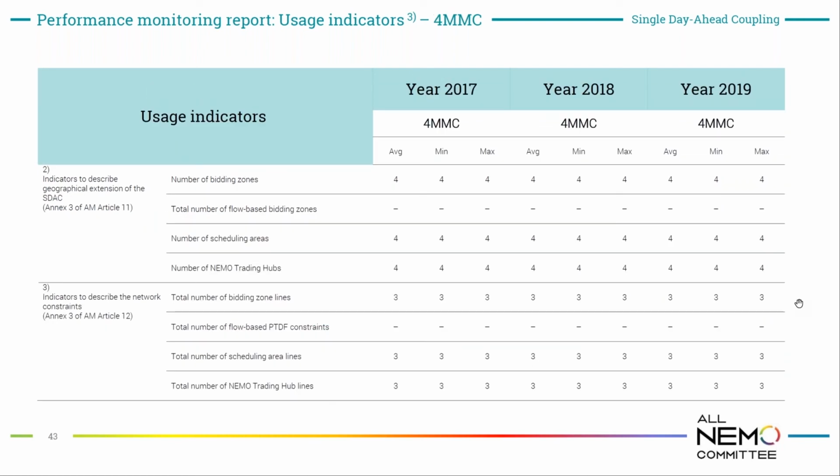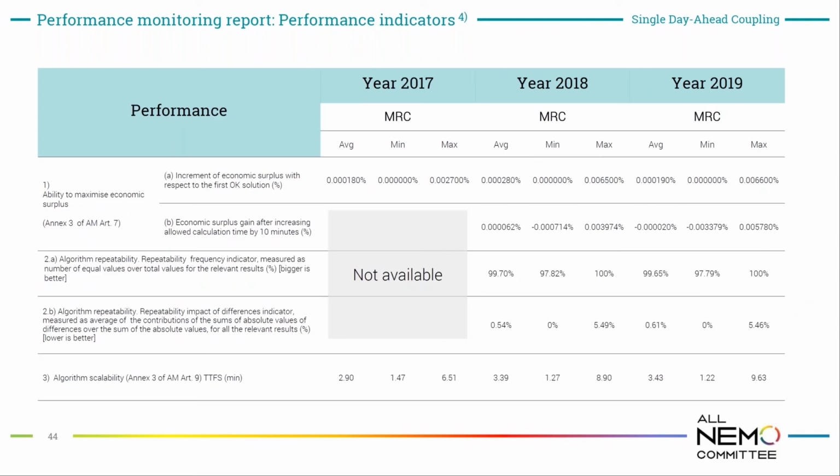Nothing to comment regarding the 4M MC cloud because the values are almost the same. Well, as you can see, the increment of the economic surplus with respect to the first OK solution found in a historical batch is quite small. And if we let the algorithm run even more, increasing the time by 10 minutes, it's quite difficult to find improving solutions.